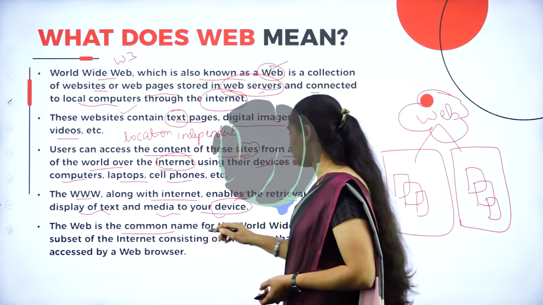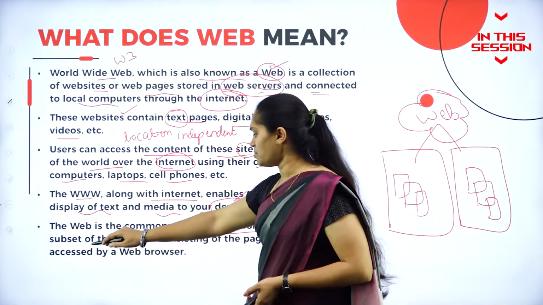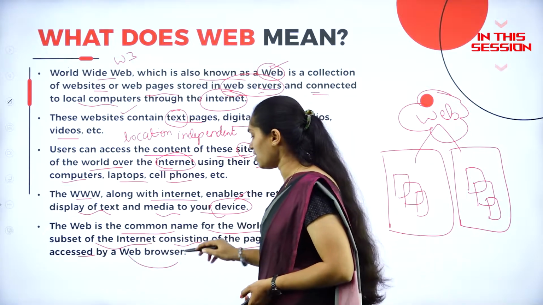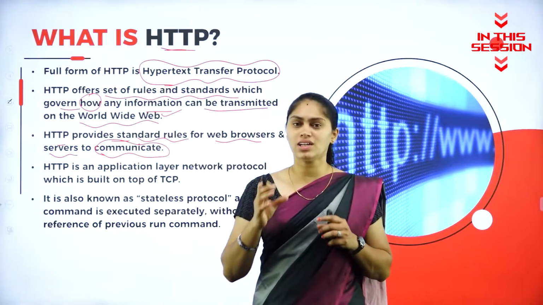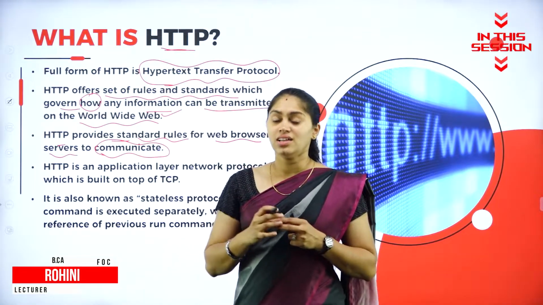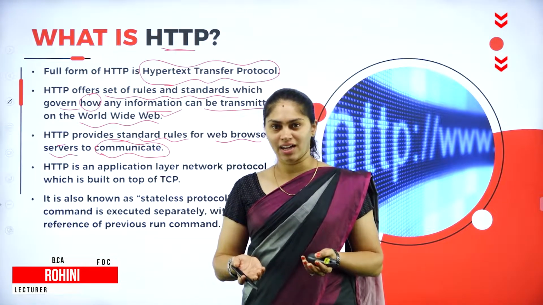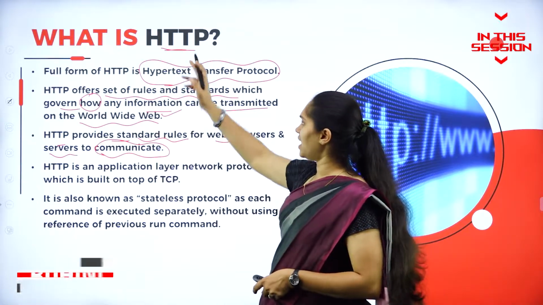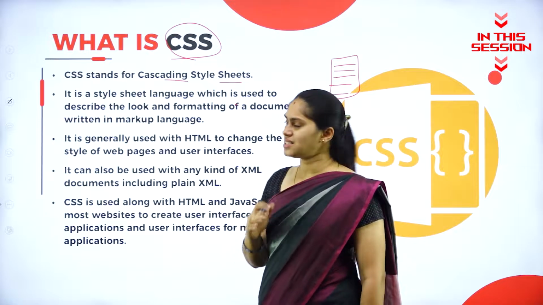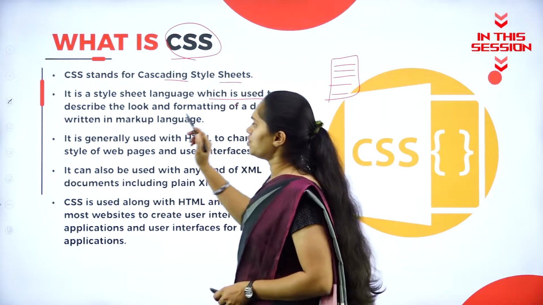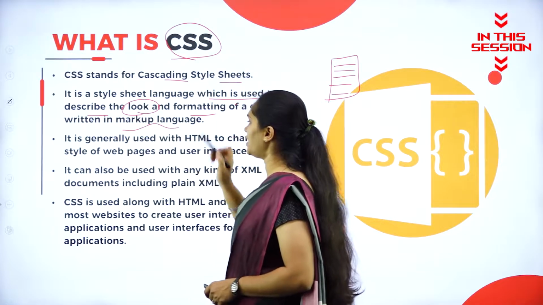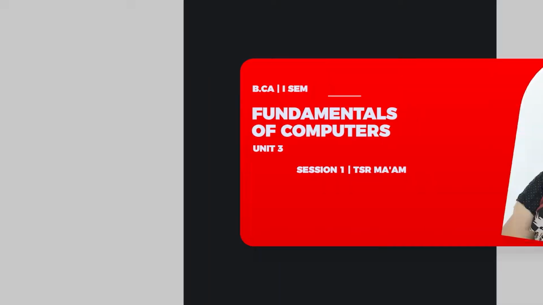The web is the common name for the World Wide Web, a subset of the internet consisting of the pages that can be accessed by a web browser. Without the communication between server and clients or the browser, there will be no exchange of data. That can happen only with the help of HTTP. CSS, or Cascading Style Sheet, is used to describe the look and formatting of a document written in a markup language.